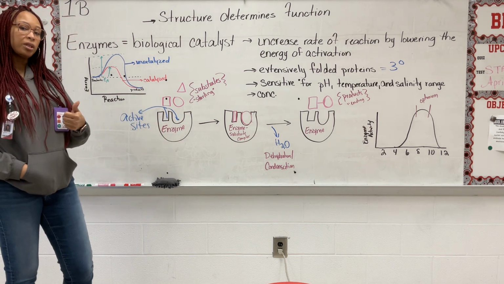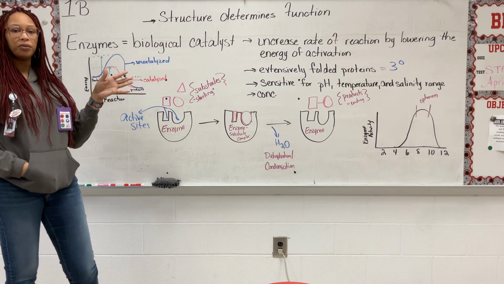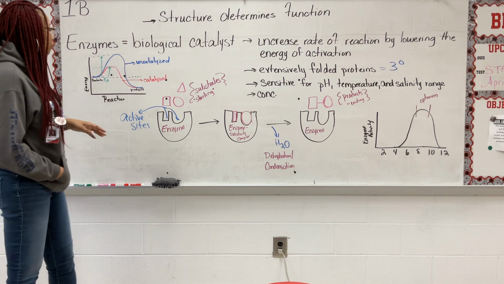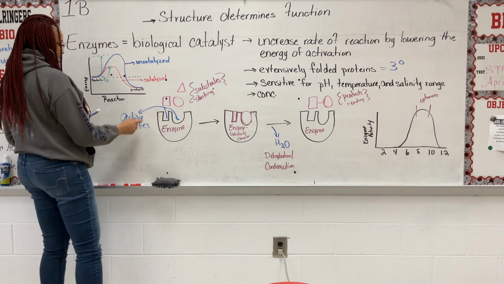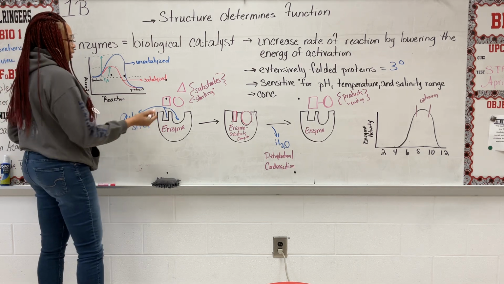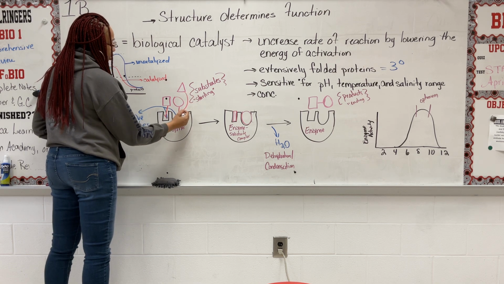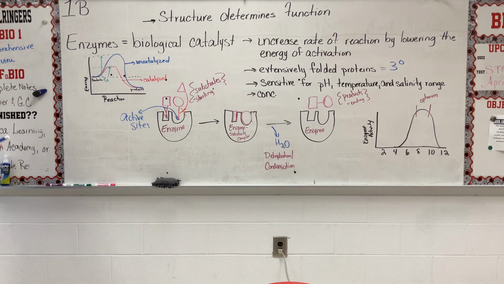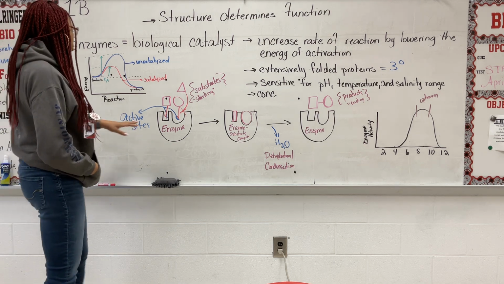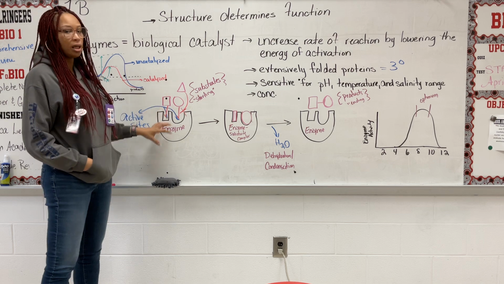So not only are they specific for their pH, their temperature, and their salinity, which is the percentage of salt in the solution, they are also specific for which substrates they work with. So this active site is going to have a specific shape, which will allow only certain substrates to bind to it. If the substrate does not have the correct structure, it cannot bind to that enzyme. So we often call this a lock and key format, where the key must fit the lock, okay? You can't just put any substrate into any enzyme.